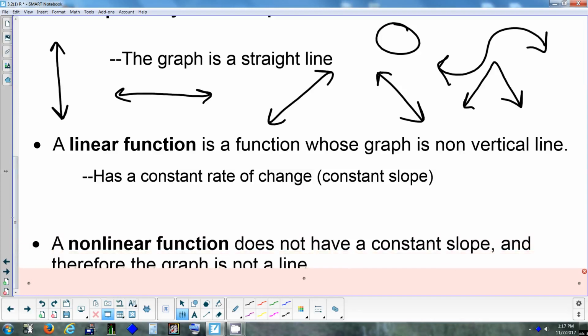Like we talked about, that last bullet on the top part there: a nonlinear function is the exact opposite. It does not have a constant slope, and therefore the graph is not a line. So the big thing you have to understand between linear and nonlinear: linear is a straight line, as long as it's not vertical. Nonlinear is anything else. Squiggly, a circle, whatever. Anything that's not straight. So remember, nonlinear also includes something that's vertical. A vertical line is nonlinear. Now we'll take a look at some examples, guys.